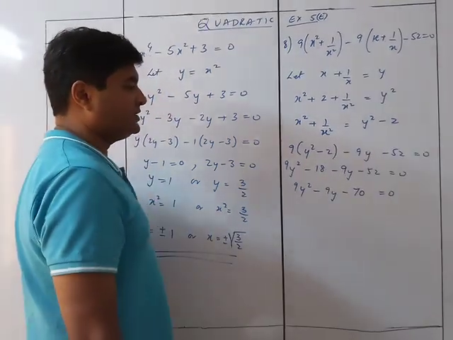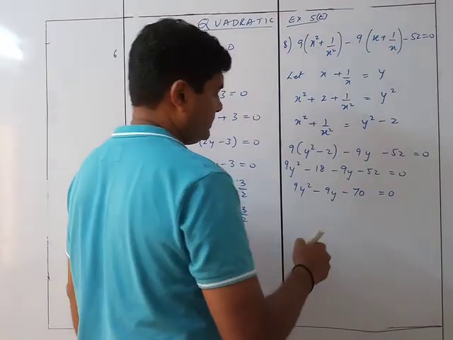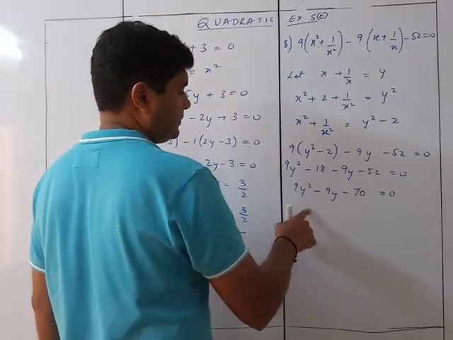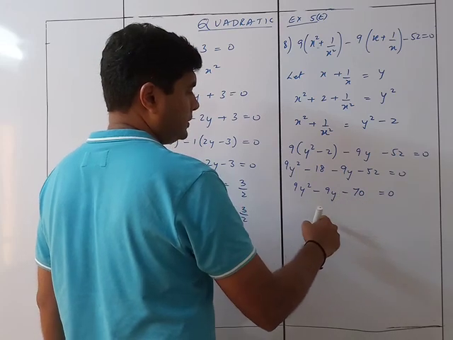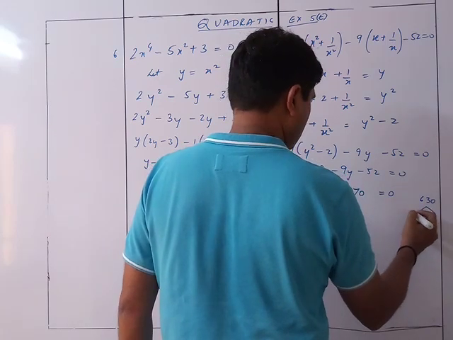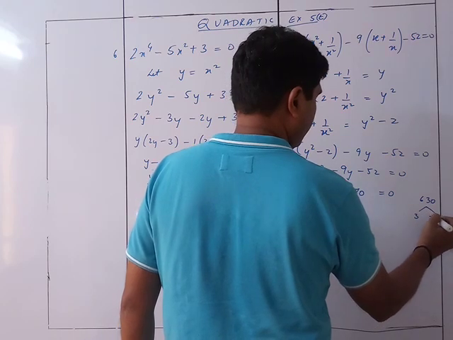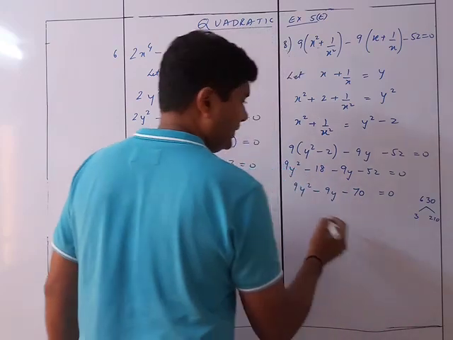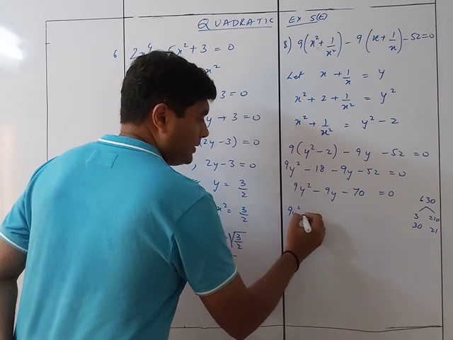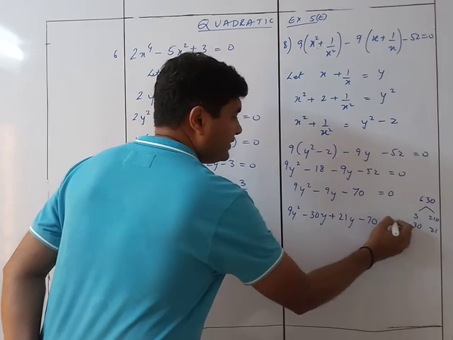So 70 into 9 is 630. So it should be 630, splitting it into two parts. So already we have 30 and 10. Yeah, so it will be 30 and 21. So we get over here 9y square minus 30y plus 21y minus 70 is equal to 0.